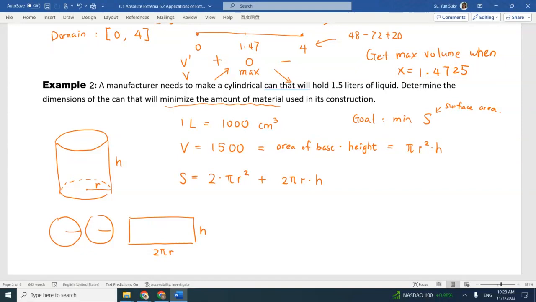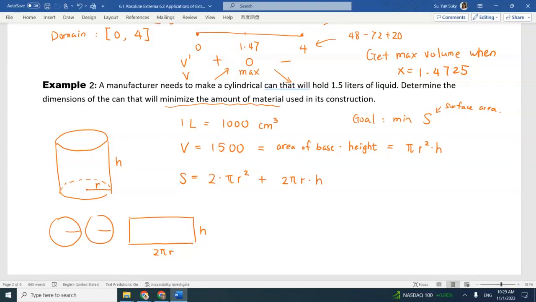We want to minimize the surface area S. So we want to take the derivative of S. But do you see we have two variables, r and h? We're not able to differentiate a function with two variables. But they have a relation. We can use this relation to eliminate one of the variables. Let me ask you: we can solve for r in terms of h, or we can solve for h in terms of r. Which one is easier?